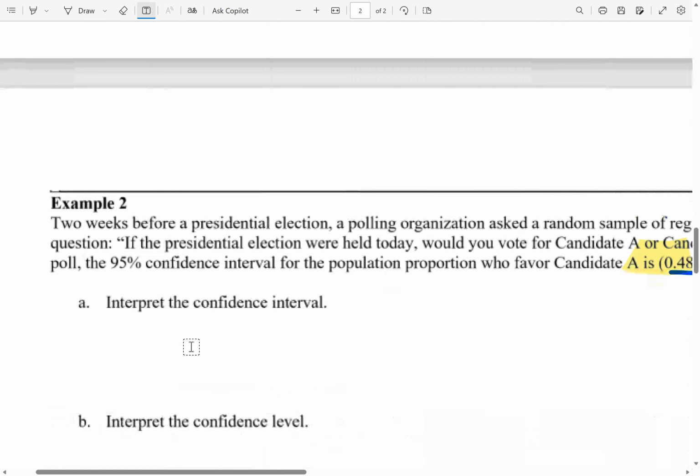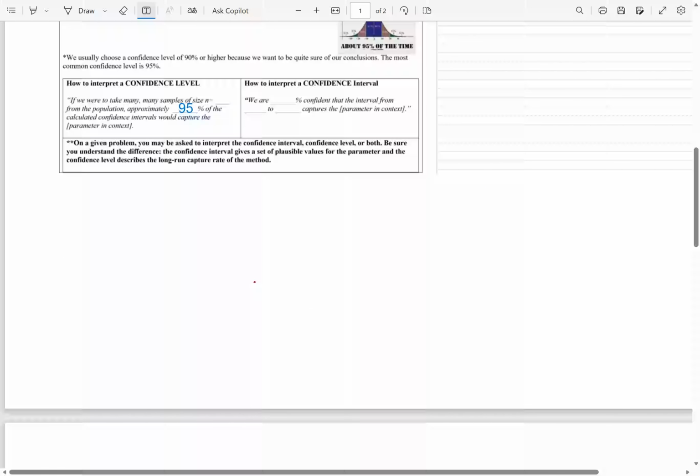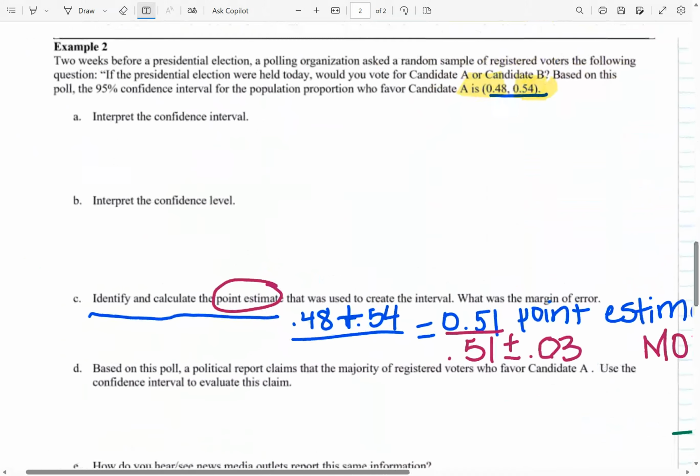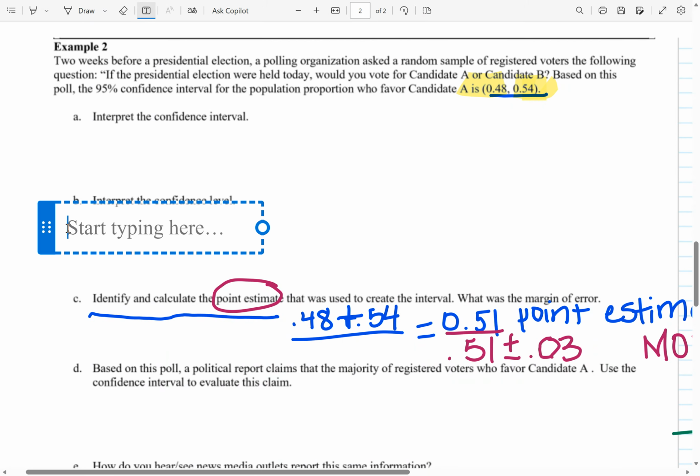So, for example, is there one where we have to interpret? Yes, right here. Okay, so again, 2 weeks before a presidential election, a polling organization asked a random sample of registered voters the following question: if a presidential election were held today, would you vote for candidate A or candidate B? Based on this 95% confidence interval, the proportion of the population who would vote for candidate A is 0.48 to 0.54.